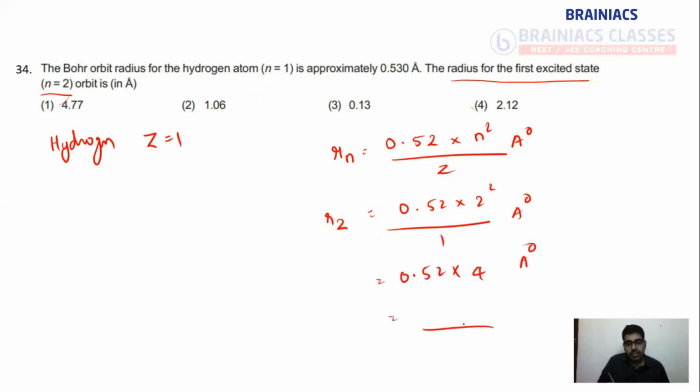And after doing this, you will get nearly, I'm writing the answer. You get 2.08 angstrom, which is nearly equal to 2.12. So answer is option 4. Okay, 4 2s are 8 and 5 4s are 20. You will get 2.08, which is nearly equal to 2.12. Answer option 4. I think it's clear.